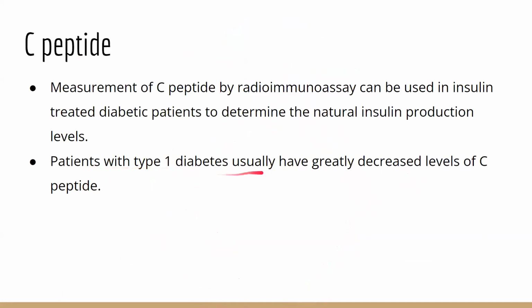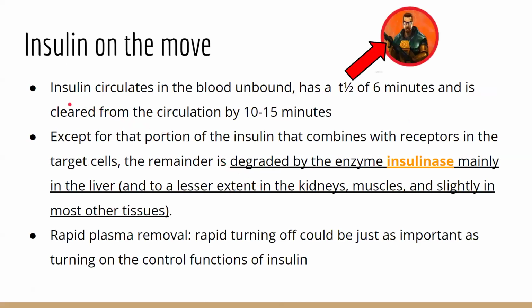Patients with type 1 diabetes usually have greatly decreased levels of C-peptide, again, because they have low levels of insulin synthesized within. But we'll discuss diabetes in a second. But remember C-peptide.